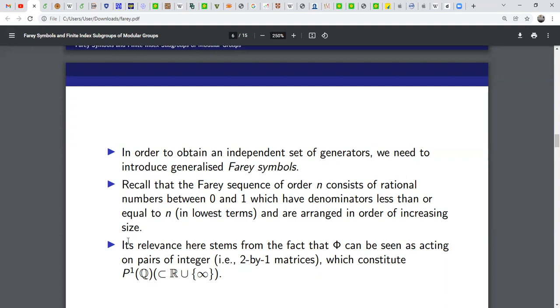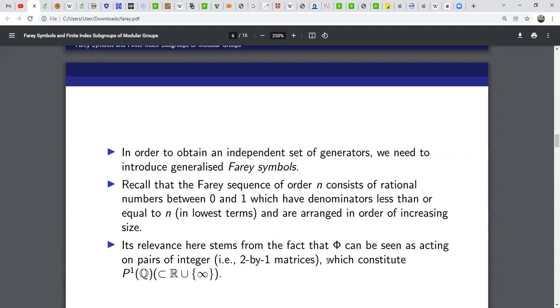How could such an apparently number theoretic construction, that is that of a Farey sequence of order n, be relevant here? The relevance is that phi acts on pairs of integers, that is phi is a subgroup of PSL2Z, and the action originally comes from SL2Z, which acts on Z cross Z, that is a pair of integers, 2x1 matrices with integer entries, as one can rephrase the same thing.